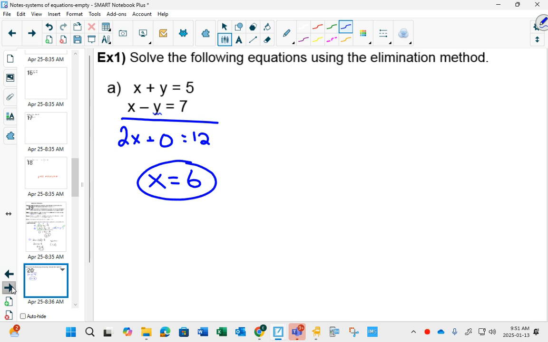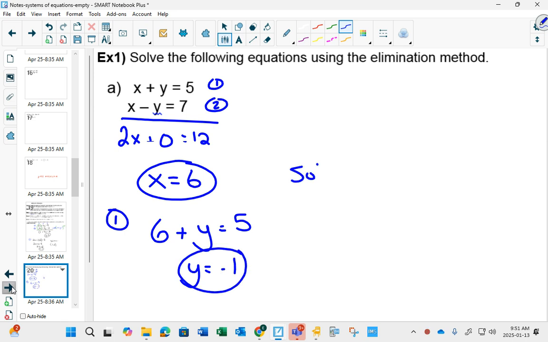And now you have a choice. You could choose either equation 1 or equation 2 to solve for y, so you plug in 6 for x, and to get y by itself, I'd have to subtract 6 to the other side. So on the graph, these two lines would intersect at (6, -1).